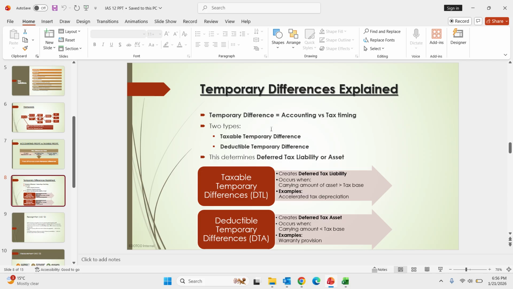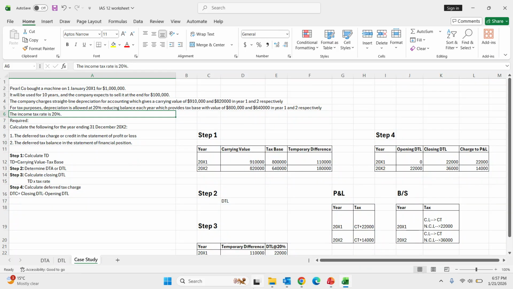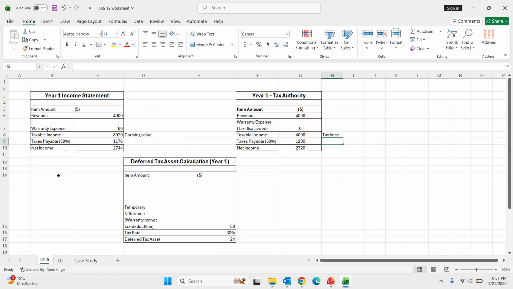To explain temporary differences, these arise because income and expenses are recognized at different timings for accounting and tax. These temporary differences are also sometimes called timing differences. These are of two types: taxable temporary difference, also called deferred tax liability, and deductible temporary difference, also known as deferred tax asset. So let's quickly understand them with the help of an example.